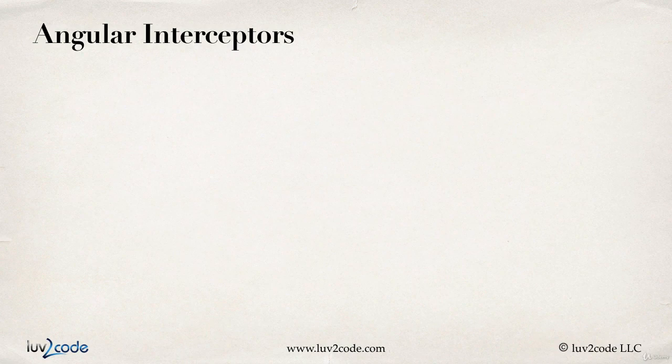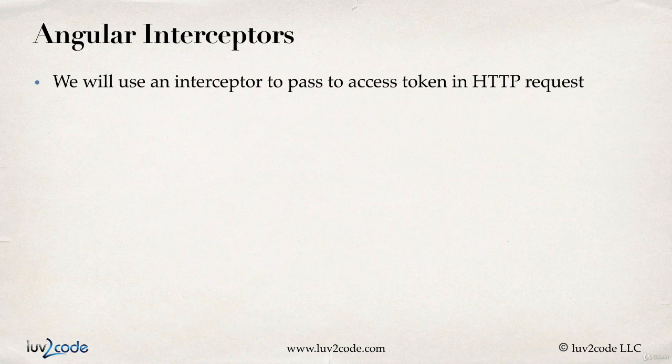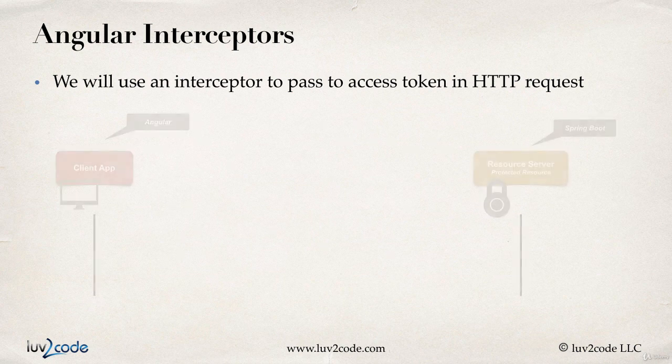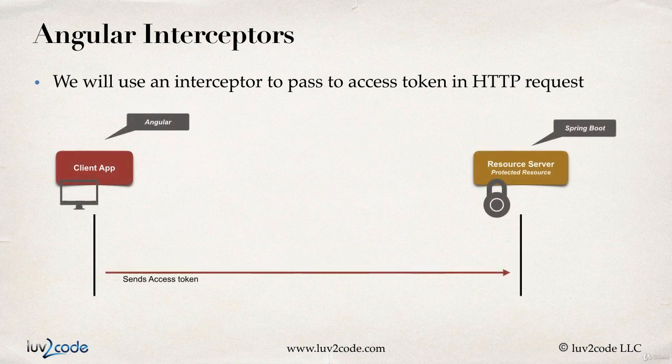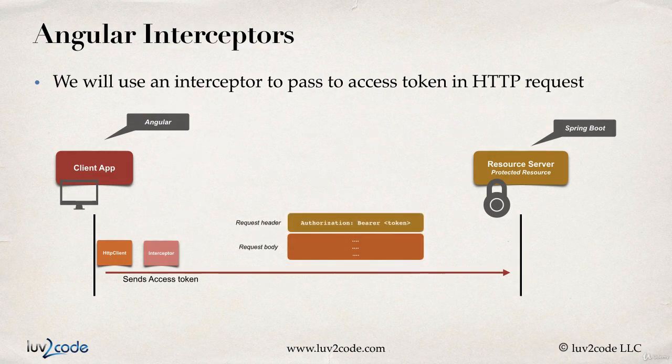And so you may wonder, how will we use Angular interceptors? Well, we'll use an interceptor to pass the access token in the HTTP request. So here's our client application, our Angular app. We're going to make a call to the Spring Boot backend. Our Angular app makes use of the HTTP client and also the interceptor. So the interceptor will take that request and we'll use that to add the access token. So remember, the idea of adding the access token is that we'll set up this request header, authorization bearer, and then we give the actual value of the access token.